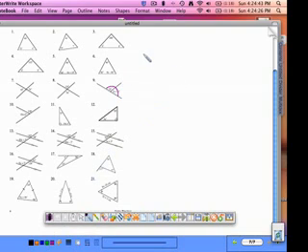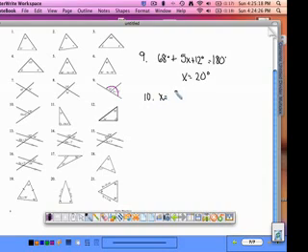The equation that we could write for number 9 would be 68 degrees plus 5x plus 12 degrees is equal to 180 degrees. When you solve this problem, the correct answer would be x is equal to 20 degrees. 10 is quite similar. When you solve this problem, the answer is x is equal to 5 degrees. Pause the video and do problems 9 and 10 now.